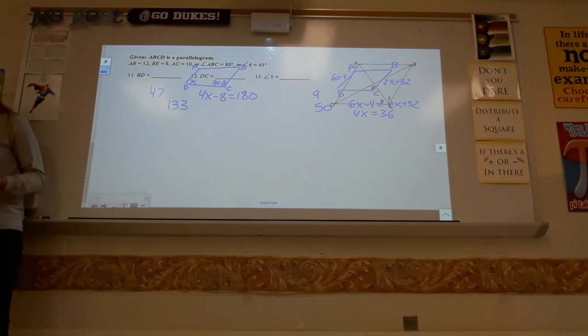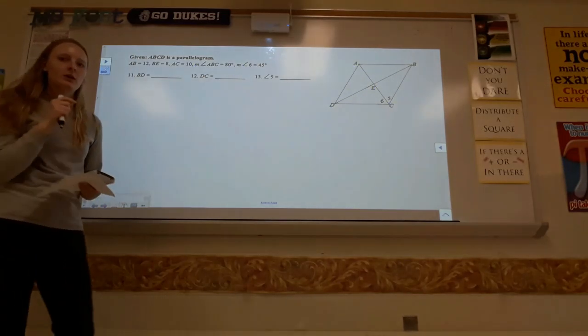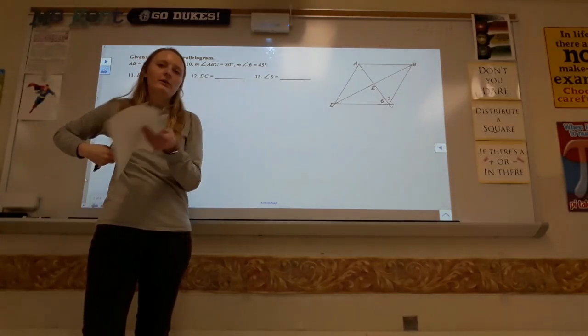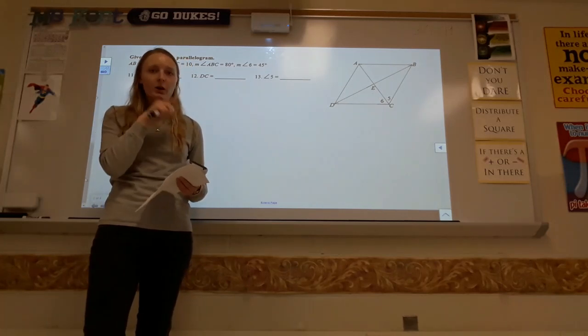All right, we're going to look at another parallelogram here. Now, be warned on the test, in the directions, they may not tell you what kind of shape it is. Sometimes they will. They'll say, here's a parallelogram, please solve. Other times, they won't tell you what shape it is. You have to look at the markings.